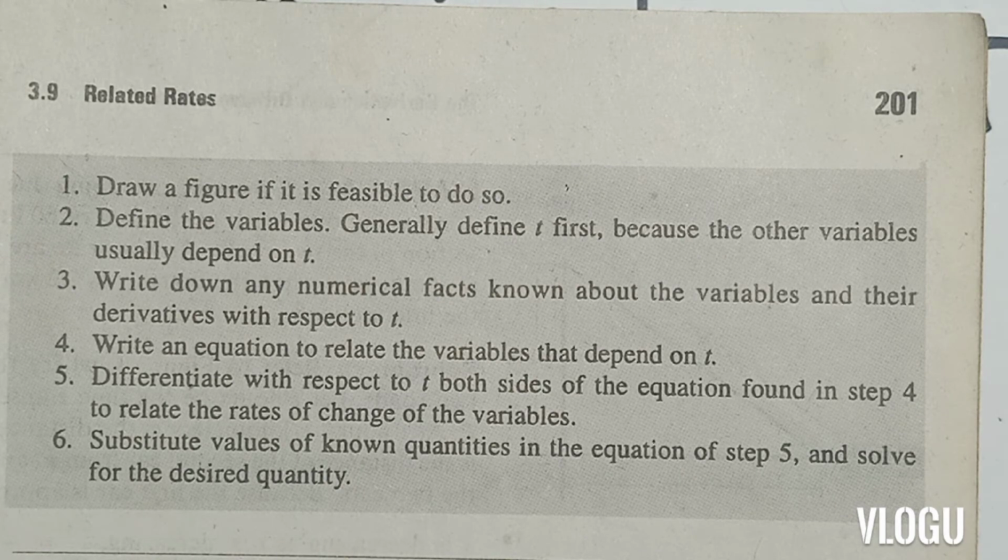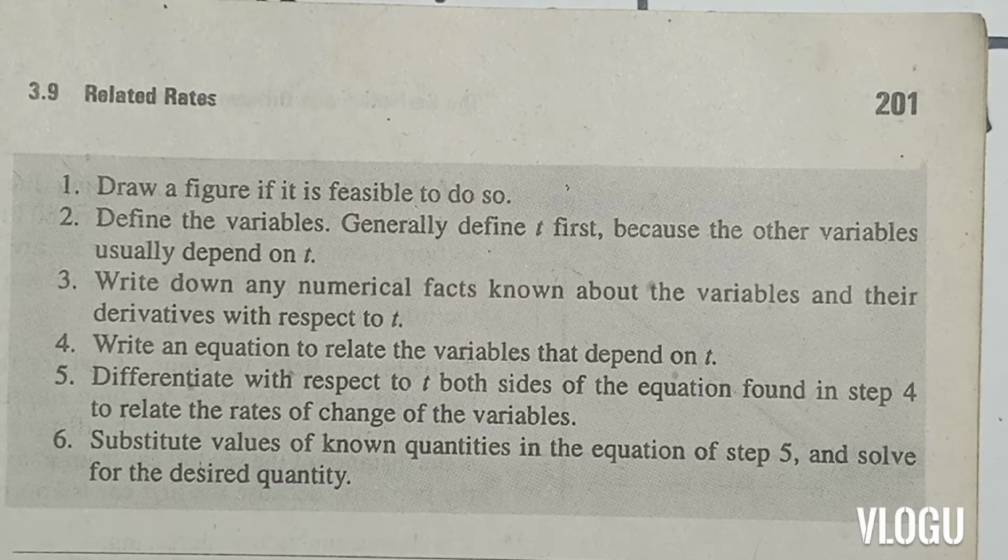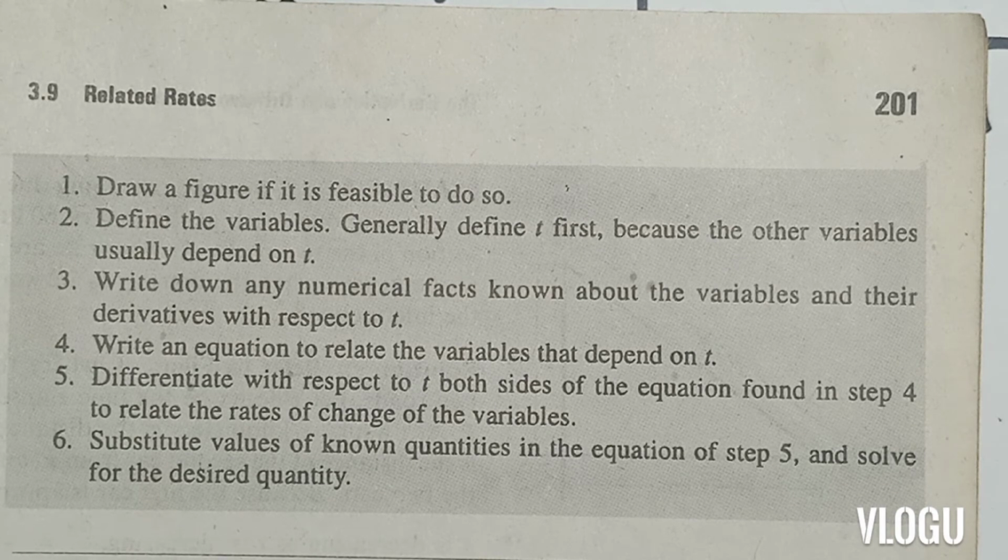When you say define the variables, that is you are going to determine what is changing and what is constant. Okay, that is important. Then number 3, write down any numerical facts known about the variables and their derivatives with respect to t. So, you write down any given that can lead to your solution.